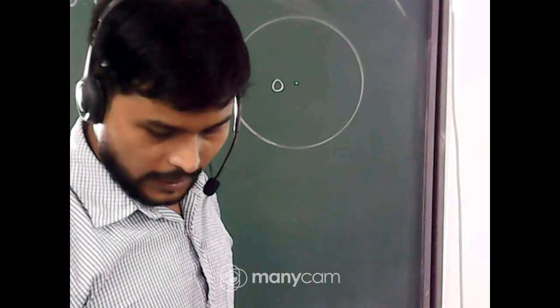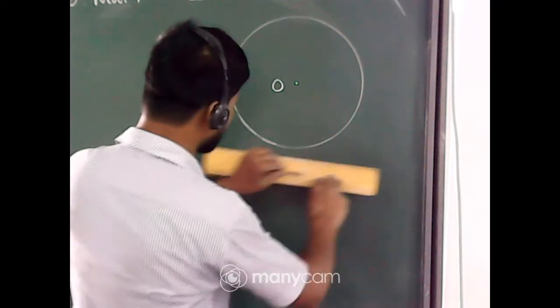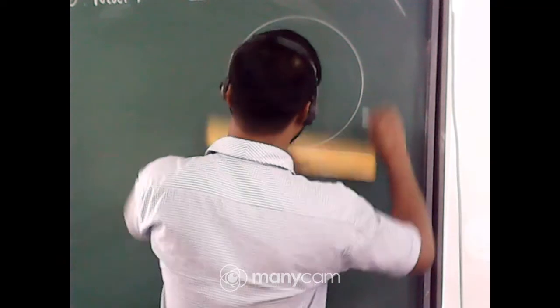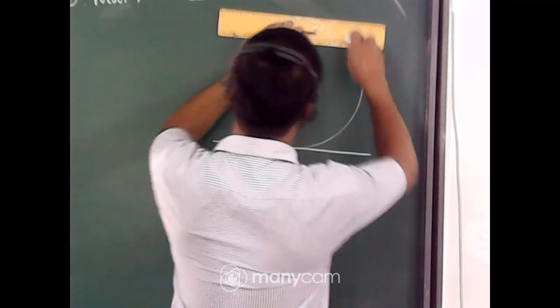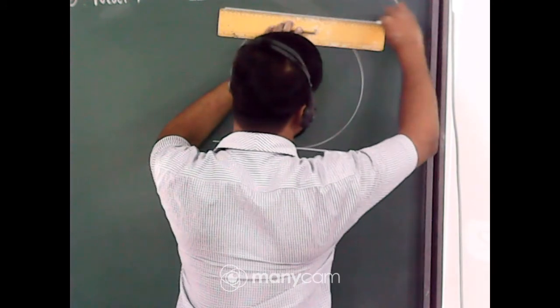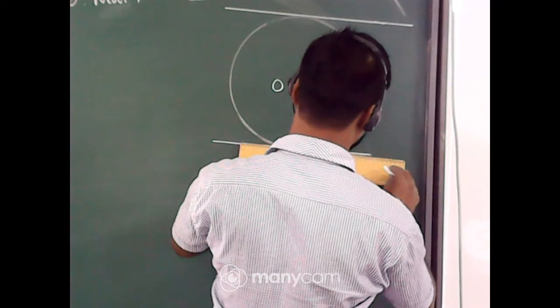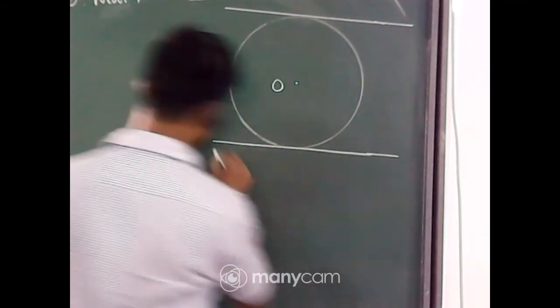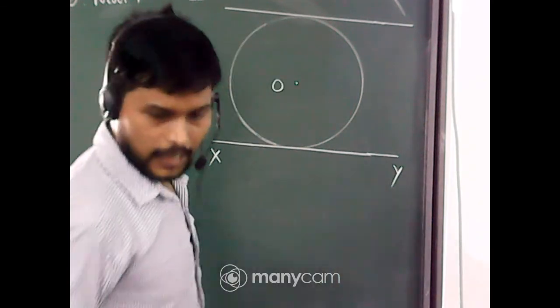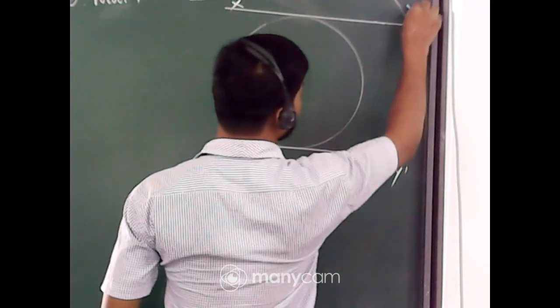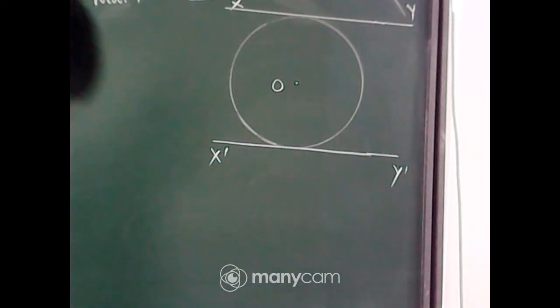Now let's read it. XY and X'Y' are two parallel tangents. So let us draw two tangents. One is XY and one is X'Y'. So they are parallel to each other. One is XY and this is X'Y'.